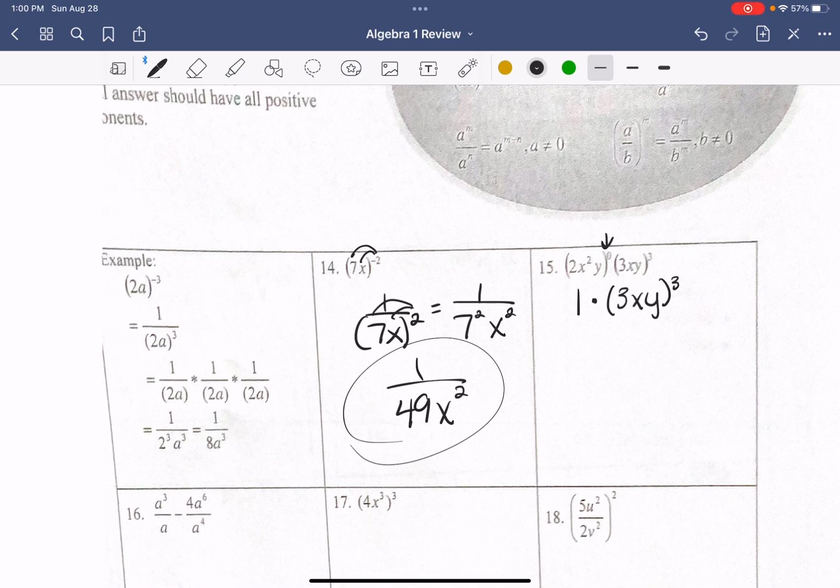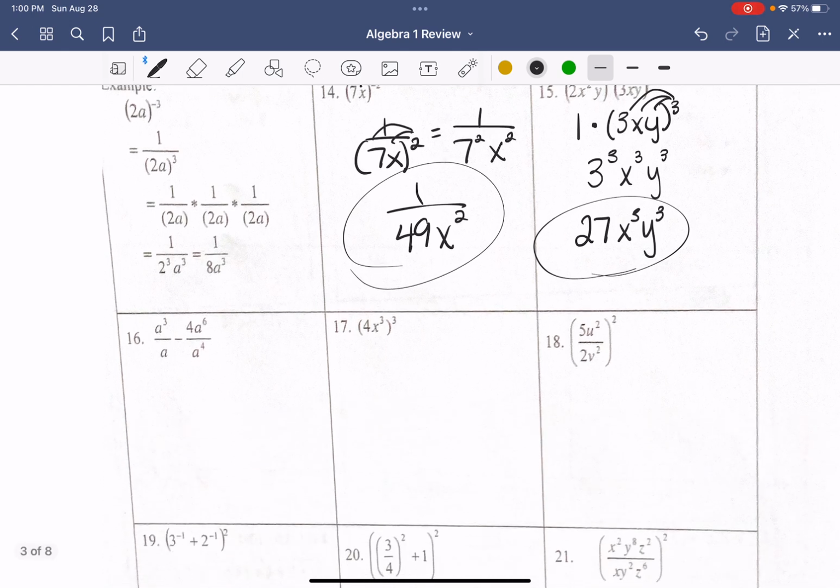Now, again, we've got parentheses here, and so that 3rd power is going to transfer to the 3, the x, and the y. So that 1 that we wrote in the beginning here is kind of arbitrary now, but now we're going to have 3 cubed times x cubed times y cubed, and we're able to simplify that 3 cubed to 27. So 27x cubed y cubed, and that is your answer.